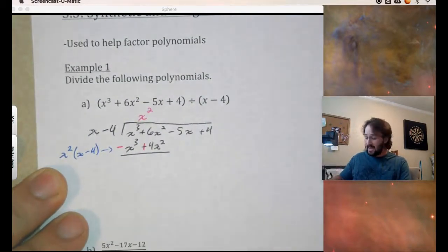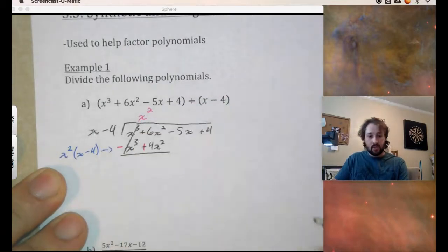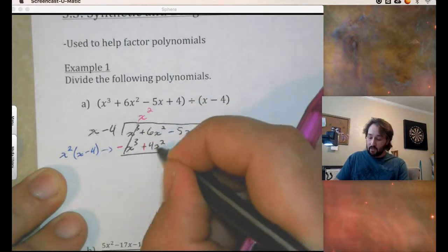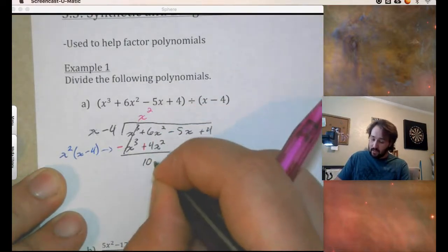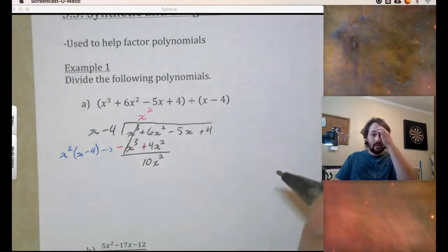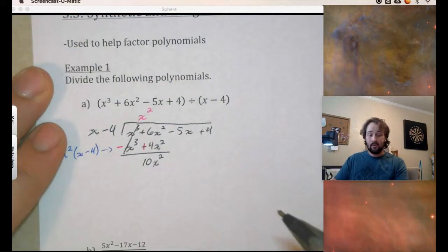So now that I've done that, I can bring everything down, so x cubed minus x cubed makes 0. Your first term should always go away every time you figure out what goes up top. Now I have 6x squared plus 4x squared, which gave me 10x squared. And last time, when we did our division, we only copied down one thing, the very next thing. I actually continue to copy down all of my polynomial to make sure that I stay in order.